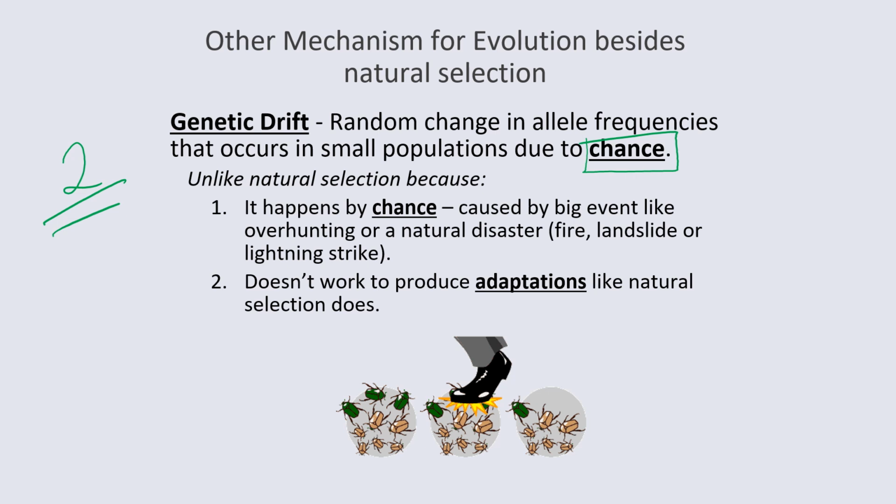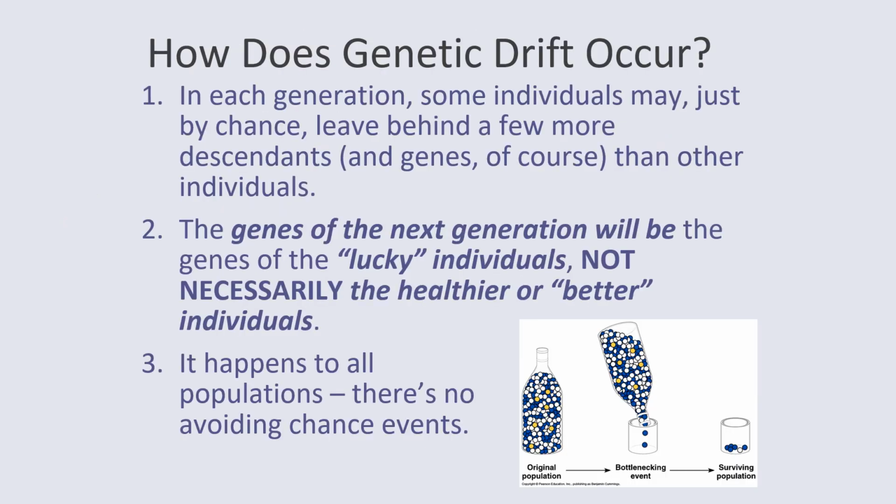Remember, adaptations are inherited characteristics that increase the likelihood of survival and passing on of those traits. So that is just natural selection. Genetic drift could change the population for the worse and the species could die off. So how does genetic drift occur? In each generation, some individuals may, just by chance, leave behind a few more descendants and genes than other individuals. The genes of the next generation will be the genes of the lucky individuals, not necessarily the healthier or better individuals.